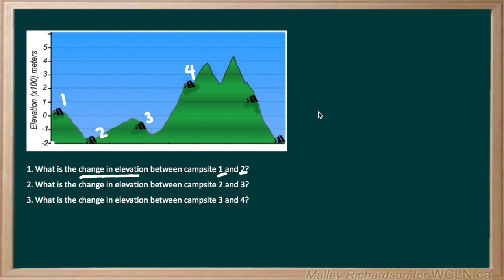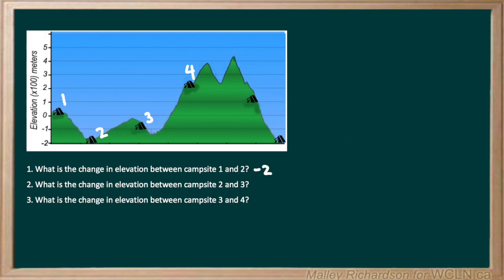So first we want to write the elevation at campsite 2, which is -2, minus the elevation at campsite 1. So we go to the graph and we see at campsite 1 the elevation is going to be 0. So then we just subtract 0. And then we get -2 minus 0, so we're left with an elevation of -2. So our answer to our first problem is going to be a change in elevation of -2.